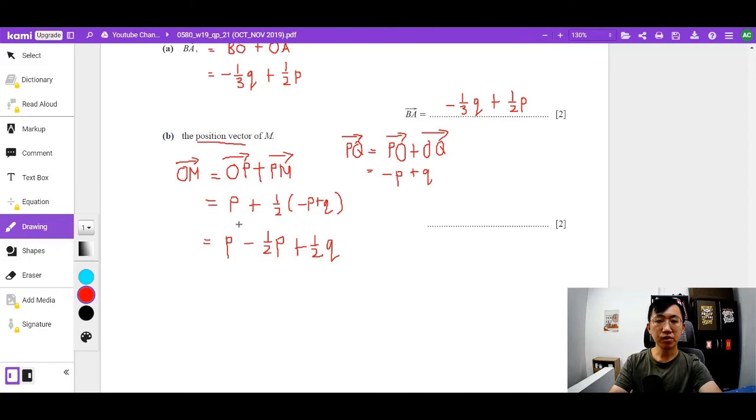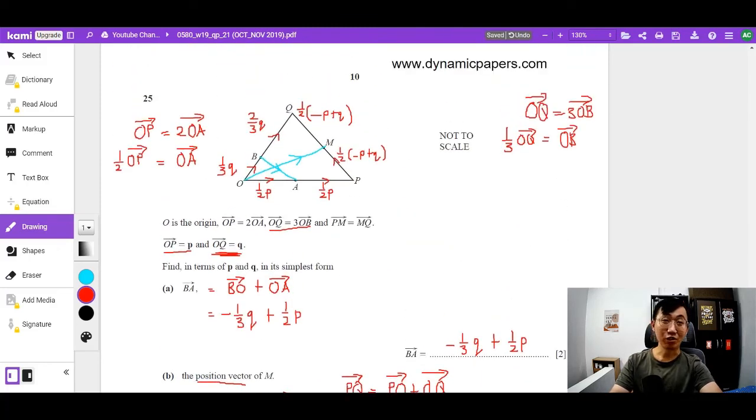Okay, so simplify this part. You will get half P combined with this, half Q. So wow, there you go. This is the answer. So half P plus half Q. Okay, so vectors and vector geometry can be very difficult, so you really need to understand all this denotation. Okay, so that is question number 25.